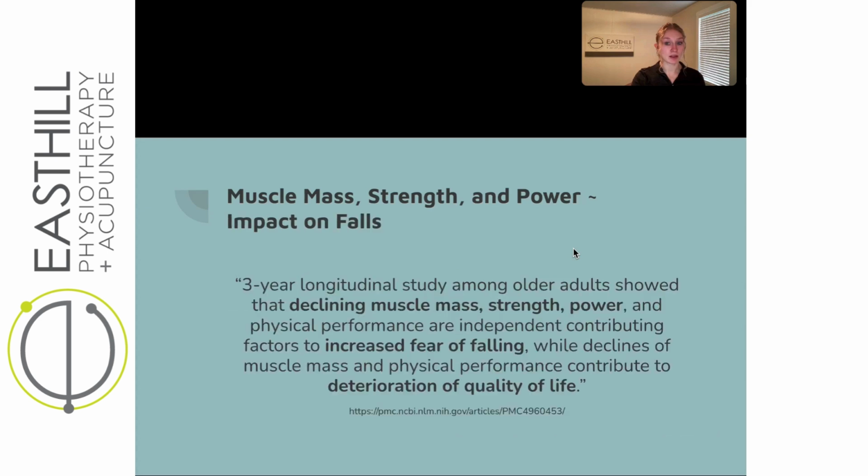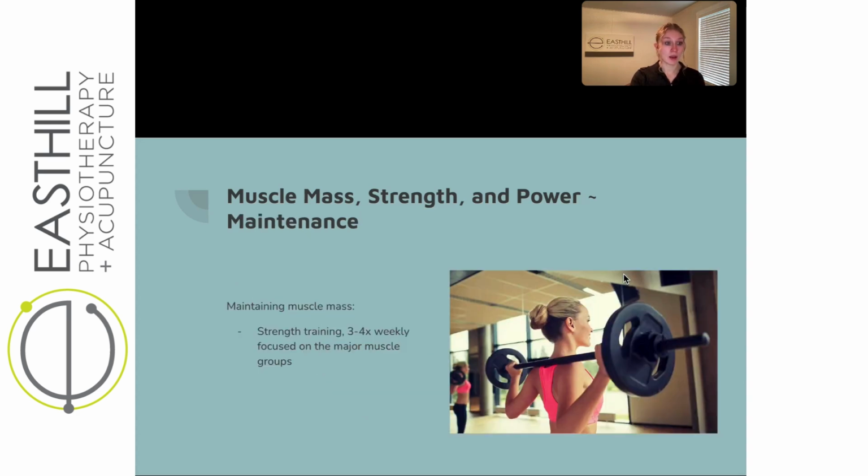So in terms of how our muscles can affect fall risk, we see that declining muscle mass, strength, power, and physical performance are independent contributing factors to increased fear of falling, while declines in muscle mass and physical performance can contribute to the deterioration of overall quality of life. So our muscles do have quite a significant impact on our ability to control our movement and lessen the likelihood of having a fall. With that being said, how do we go about maintaining this? It's important to strength train about 3 to 4 times weekly, focused on the major muscle groups to help maintain all of our muscle mass, strength, and power.